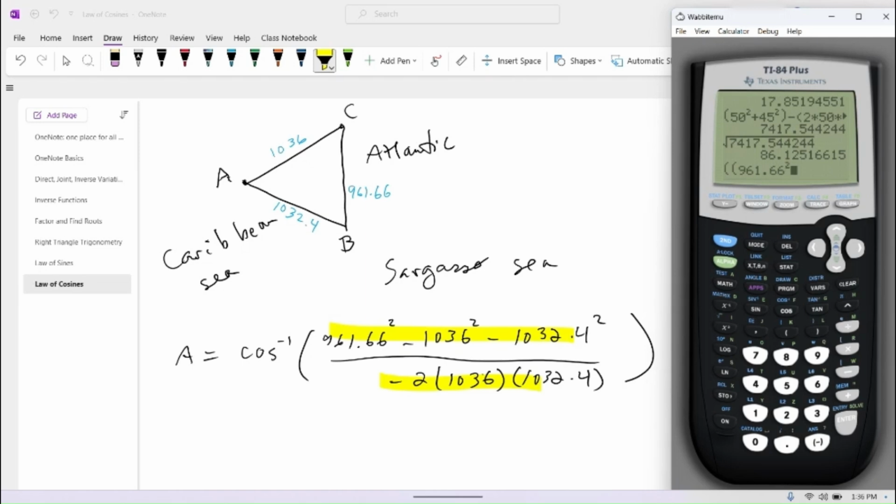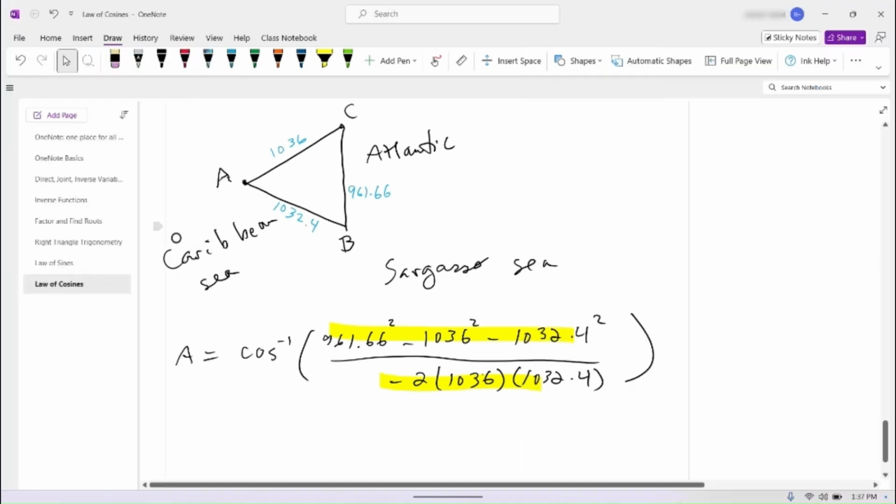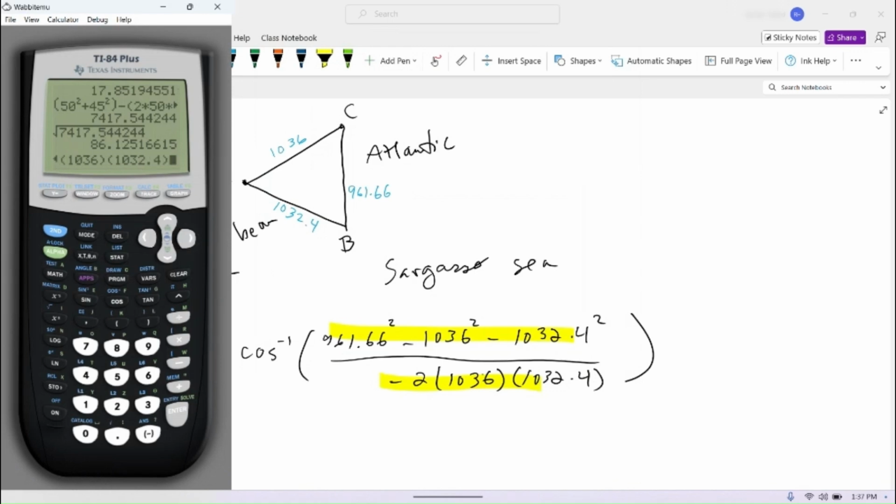961.66 squared minus 1036 squared, and this should be minus 132.4 squared. This is divided by negative 2, and then we multiply 1036 and multiply 32.4. I do need to check if that's what I put in first. Yes, because I keep writing 1034. It's 1032.4. Close the parentheses and hit enter.